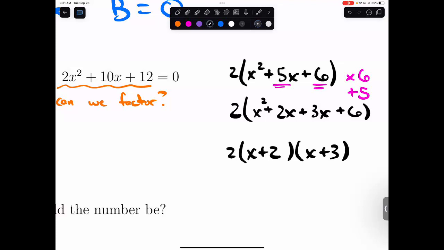Easy enough to check, right? Just multiply this back out. x times x is x squared, plus 3x plus 2x. That would add to 5x. And then 2 times 3 is plus 6.